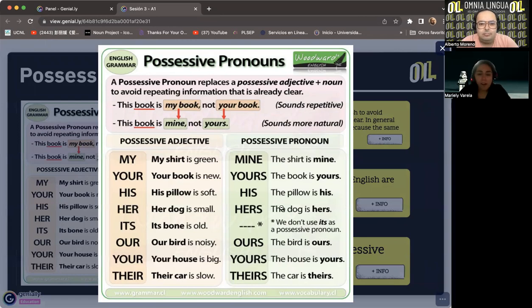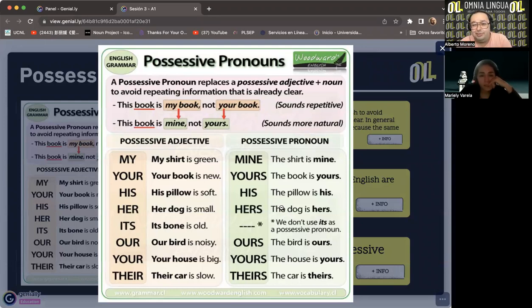Okay, so let me give a quick review in Spanish. Utilizamos los adjetivos posesivos para indicar que algo le pertenece a alguien o me pertenece a mí. Siempre están seguidos, es decir, adjetivo posesivo más un sustantivo. Mi camisa, tu libro, su perro de ella, su almohada de él, su hueso del perro, por ejemplo. Nuestras aves, su casa de ustedes, su carro de ellos. Esos son los adjetivos posesivos.